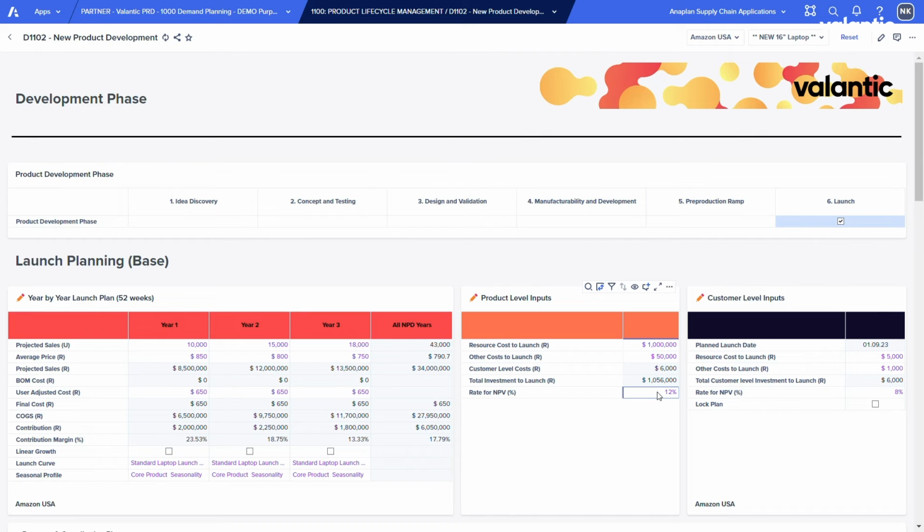Now, moving on to the customer level input section here to the right again, we can do basically the same. So this section again provides us with a more granular detail about a specific customer segment we might plan to target. For example, we can input the planned launch date, we can enter resource costs to launch it, as well as other costs to launch for each customer segment.